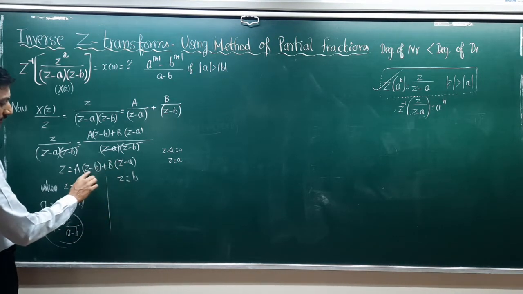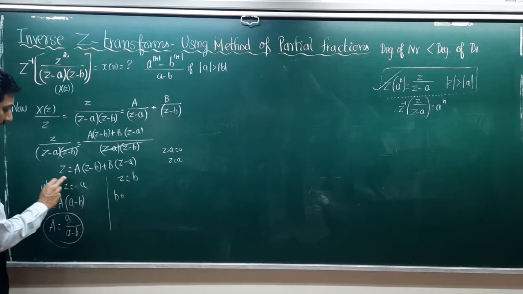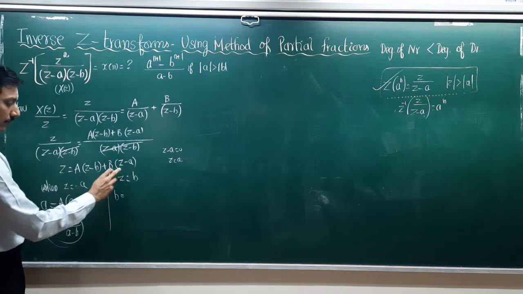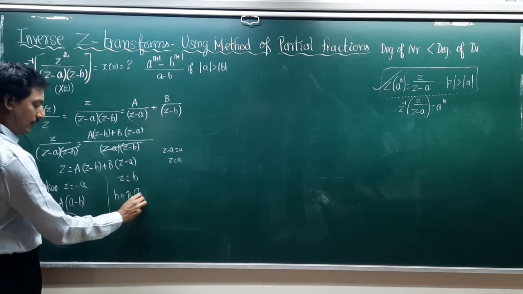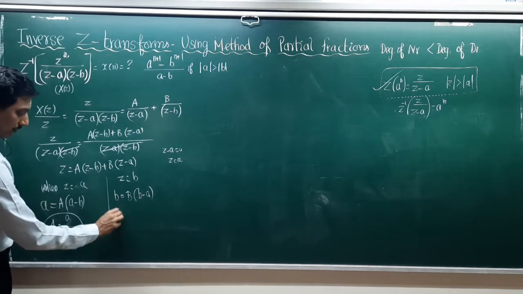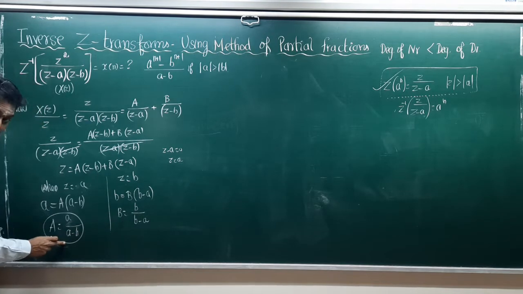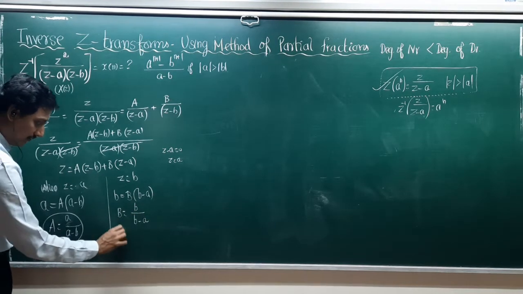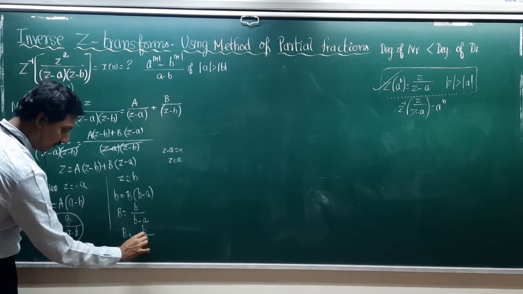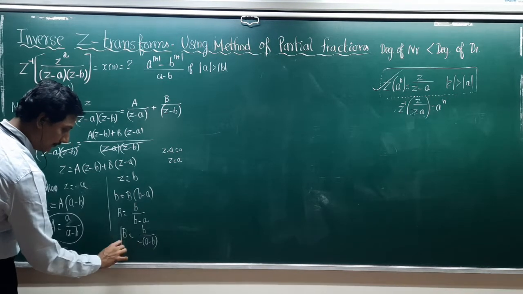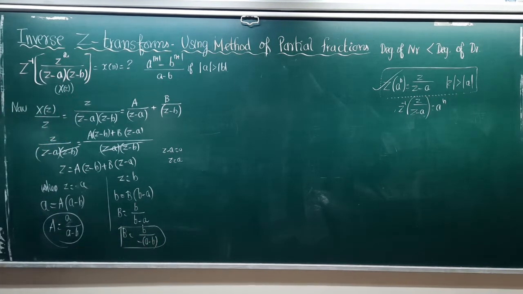When z equal to b, this time the A term becomes 0. The left hand side is z, z equal to b, b minus b is 0, b minus a. So B into b minus a. For my convenience I can write this as b minus a, but unfortunately this is a minus b, so I can write that term in reverse. So B is minus b by a minus b.